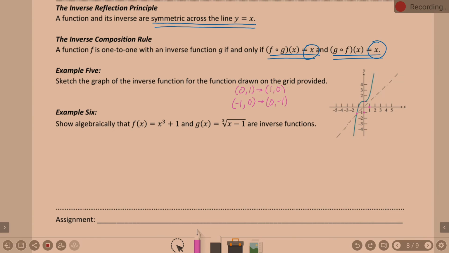Ballparking it, right? Looks like maybe there's a point around 1, 2. Well, if there's a point around 1, 2, what's 1, 2 going to become? 2, 1? Now, I don't know. That's about the best I can do for some points. You can pick some more points if you want, but here's my thing.